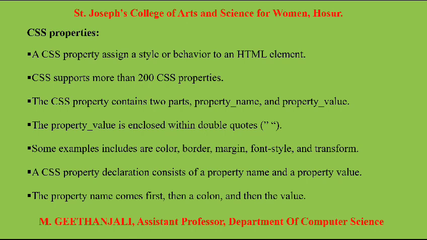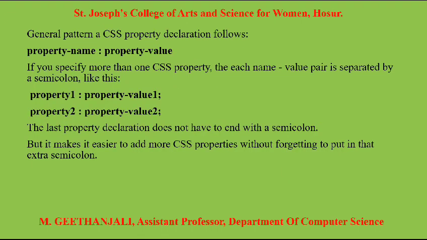The CSS property declaration consists of a property name and a property value. The property name comes first, then you put a colon, then you enter the property value. This is the general pattern of a CSS property: property name colon property value. If you specify more than one CSS property, each name-value pair is separated by a semicolon, like property1: value; property2: value. Like that you can enter many properties in CSS.